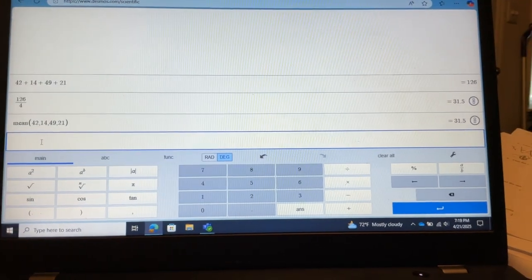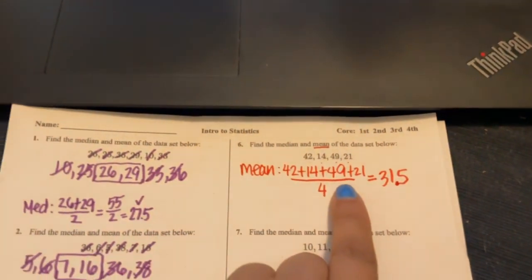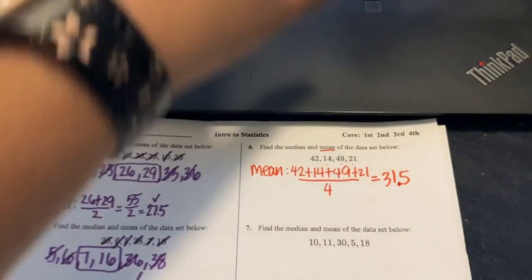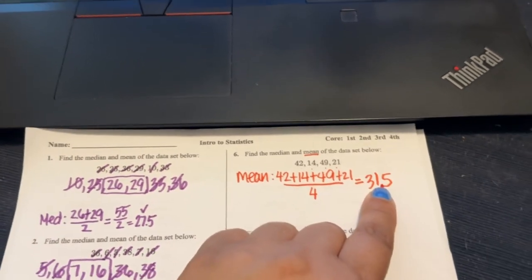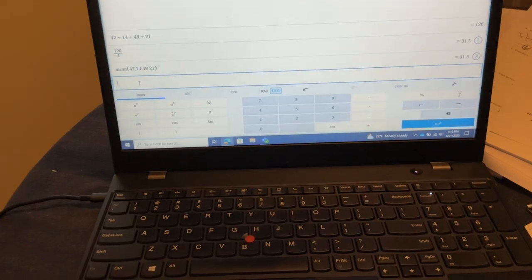It will give it to you right away, which, what do you know? We also got 31.5. So whether you do it by hand or by Desmos, you should still get the same answer, 31.5 as the mean. This is a shorter version to finding the mean.